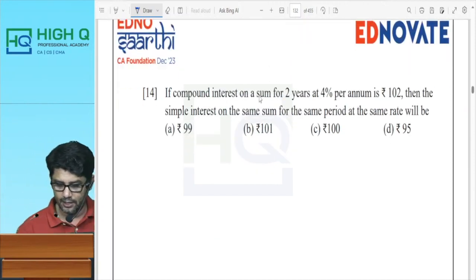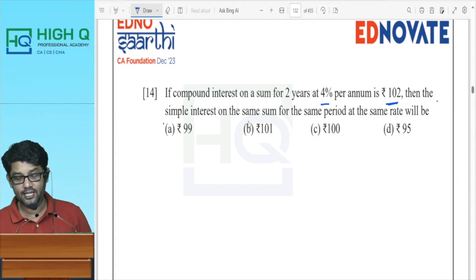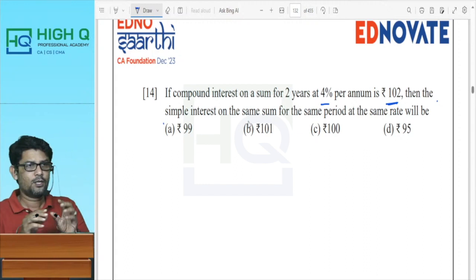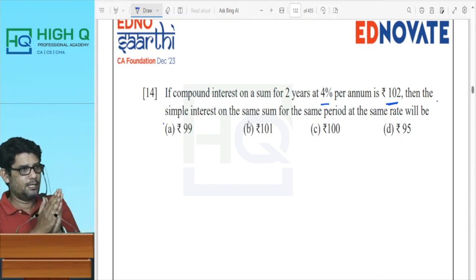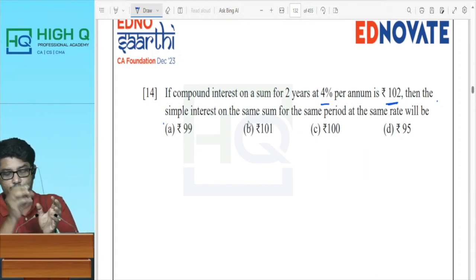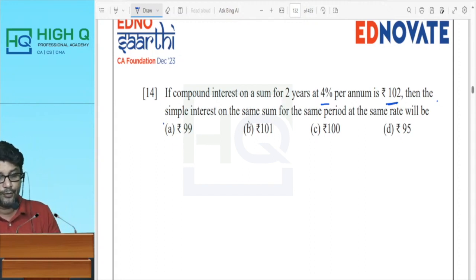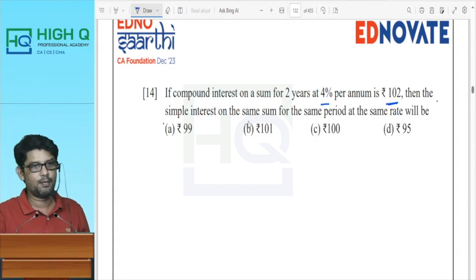If compound interest on a sum for 2 years at 4% per annum is 102 rupees, then the simple interest on the same sum for the same period at the same rate will be. Listen here, let us understand the question. Some principal gives you 102 rupees. Now, by using that, we have to find out the principal. For the same principal, how much is the simple interest for the same rate and same period? First, we need to calculate the principal by using the first condition.